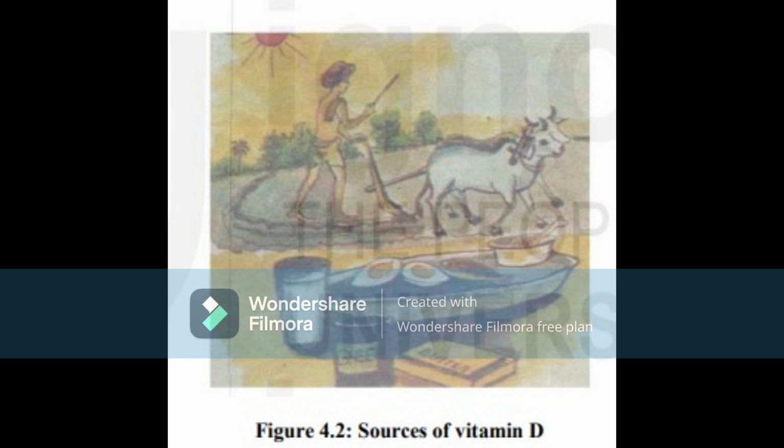Functions. Vitamin D is important for the proper absorption of calcium in our body and its deposit in the bones and teeth. It helps in the formation of strong bones and healthy teeth. Effects of deficiency. The deficiency of vitamin D is common in children and women living in dark, damp places where there is no sunlight. This causes a disease called rickets in children.